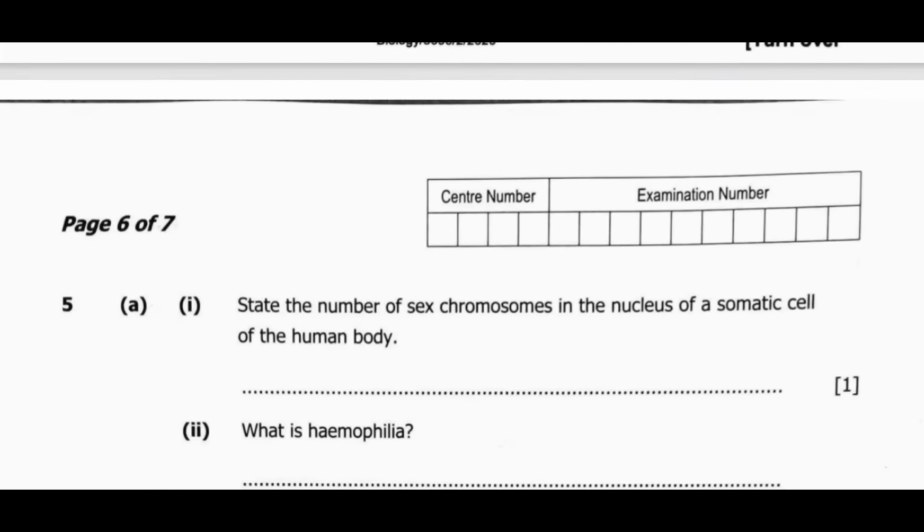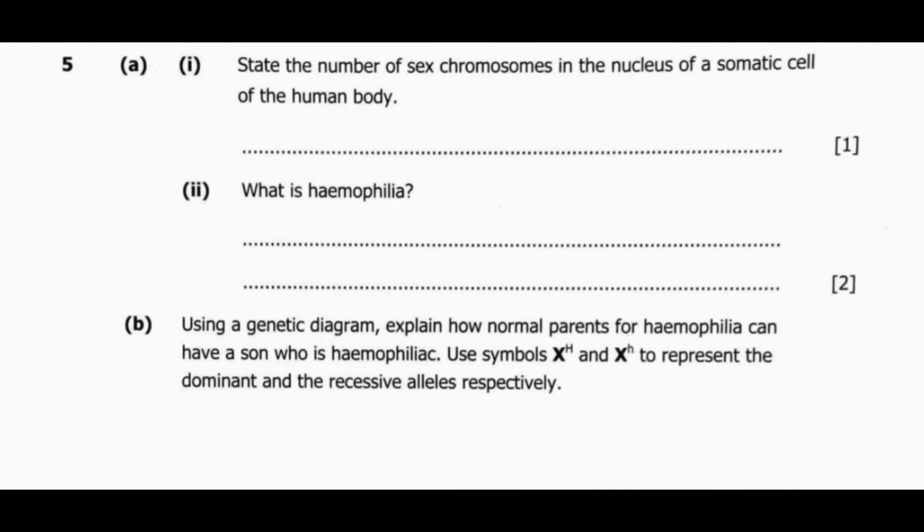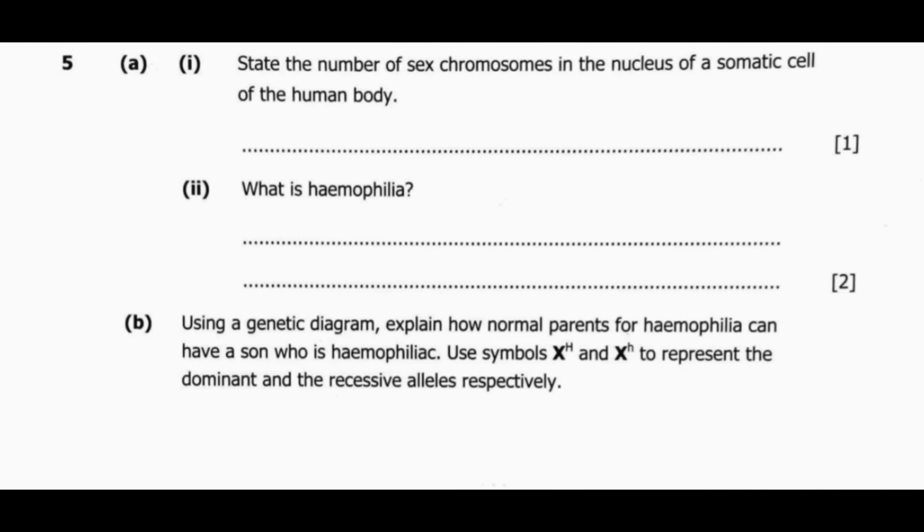Now we move on to question 5A1. State the number of sex chromosomes in the nucleus of a somatic cell of the human body. So the total number of chromosomes for a human being, someone who is normal, is 46.